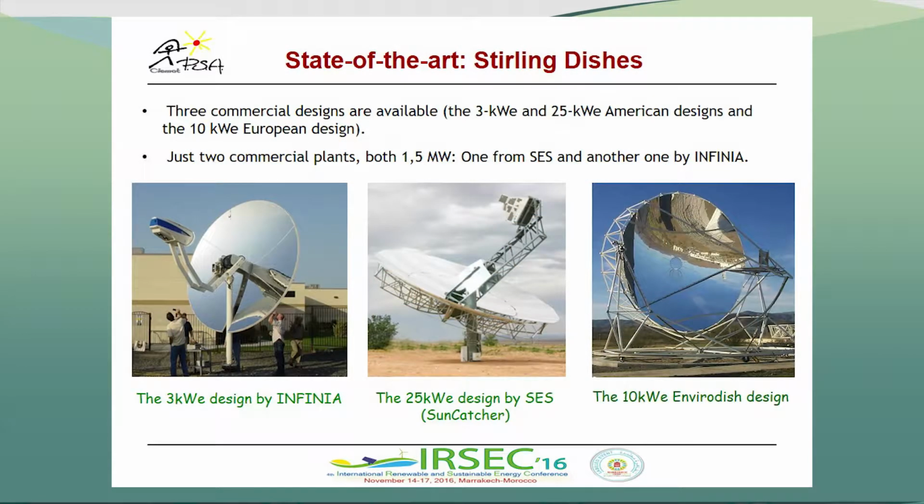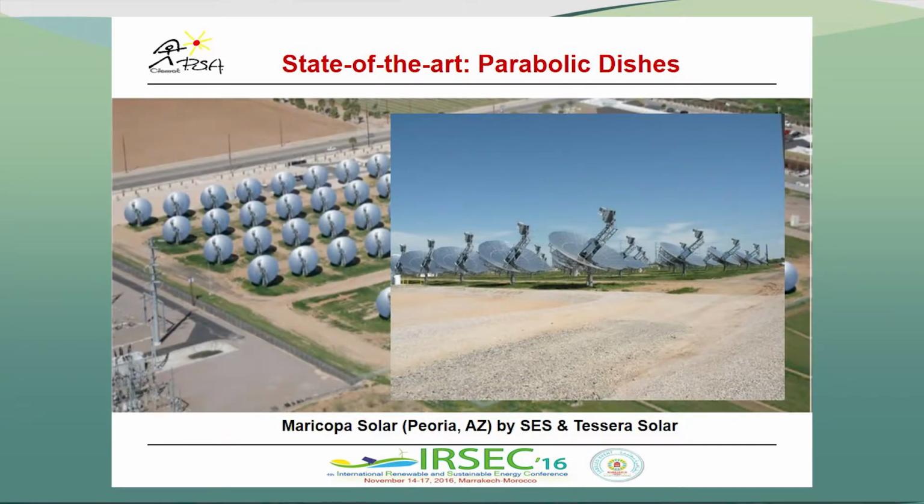For the Stirling dishes, well, as I said, they are the most efficient. These are small units, but for today, only 2 small plants of 1.5 megawatt are in operation.